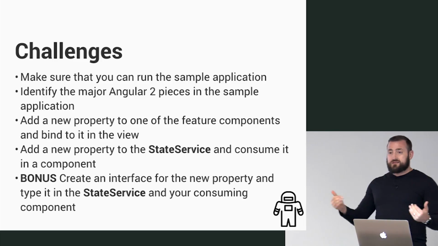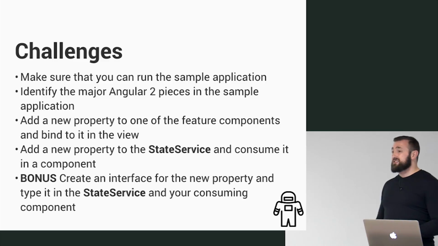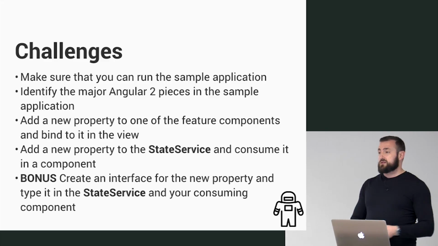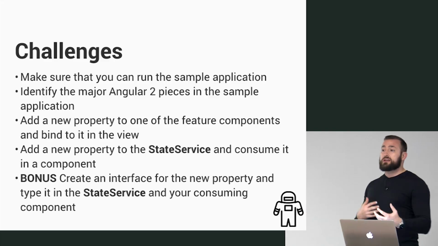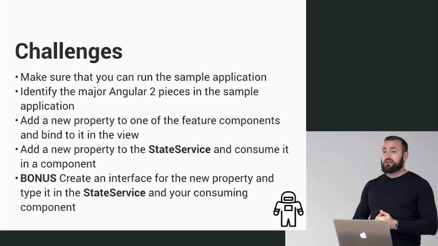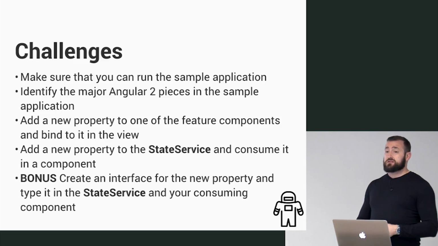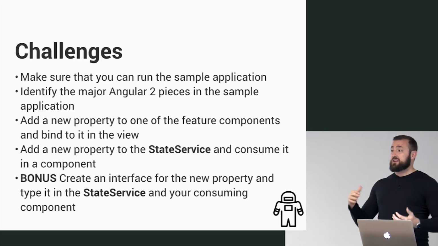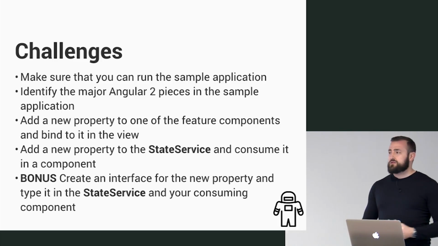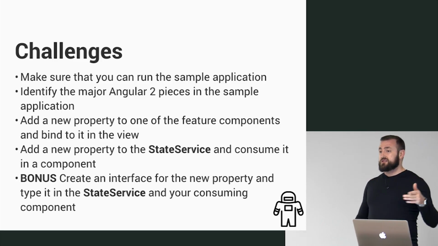What I'd like you to do is download the sample application, make sure you can run it. From here, I'd like you to go through and identify all the major pieces. So where am I bootstrapping the application? Where are my components? Where are my services? How are they working together? And so from there, I'd like you to go to a component and add in a property to it, and then bind to it in that template. So for instance, you could go home, and you could just add a property, and then make sure it's rendering in the view. Then what I'd like you to do is add a new property to the StateService, consume it in the component, and display it in the template.